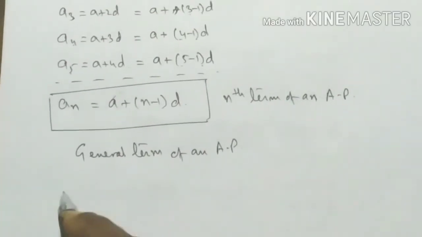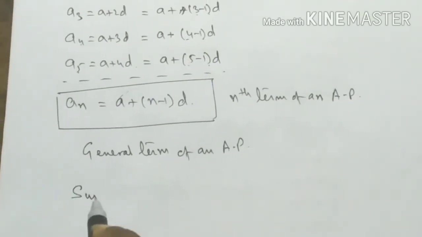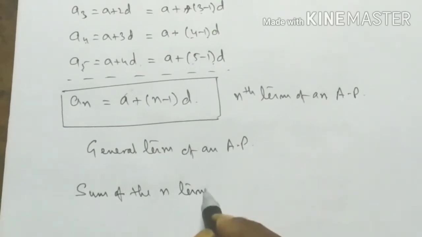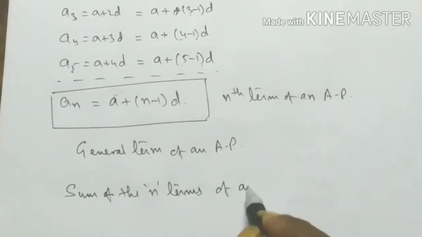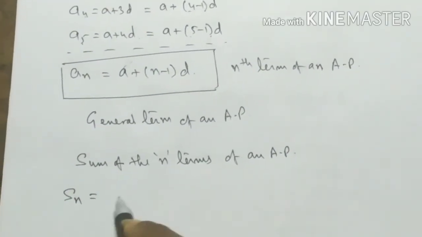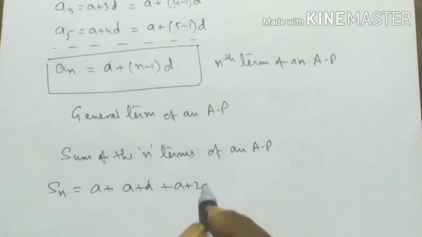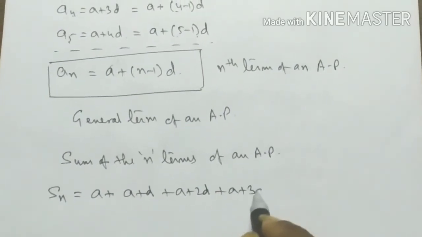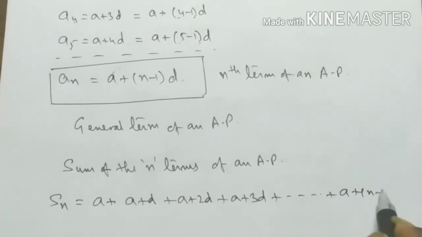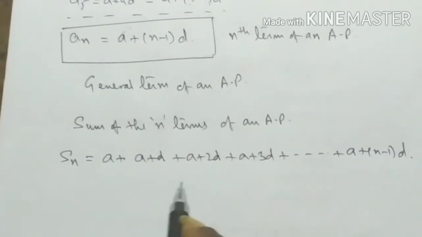Now, the sum of the n terms of an arithmetic progression, which is represented as Sn, is equal to a plus d plus a plus 2d plus a plus 3d plus dot dot dot plus the nth term, a plus n minus 1 d. So what is the sum of the n terms of an AP?